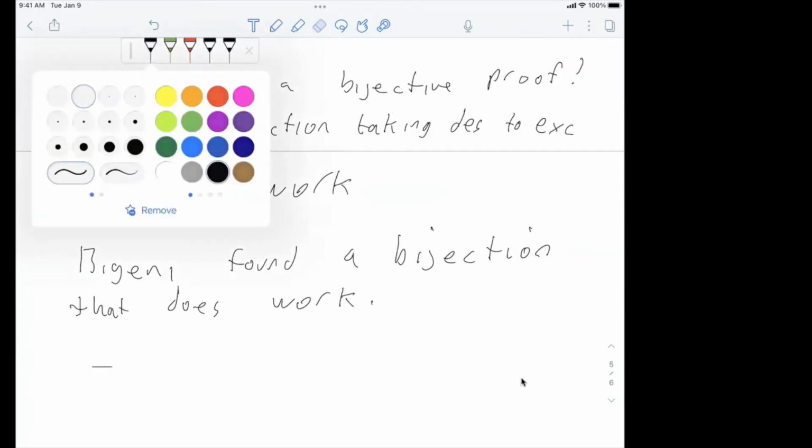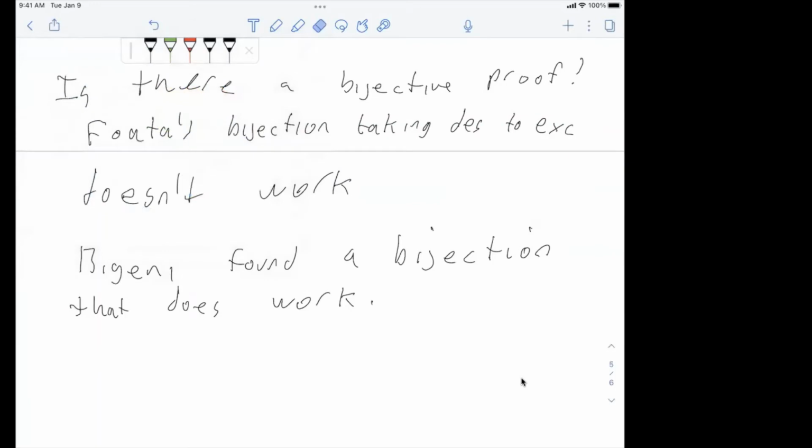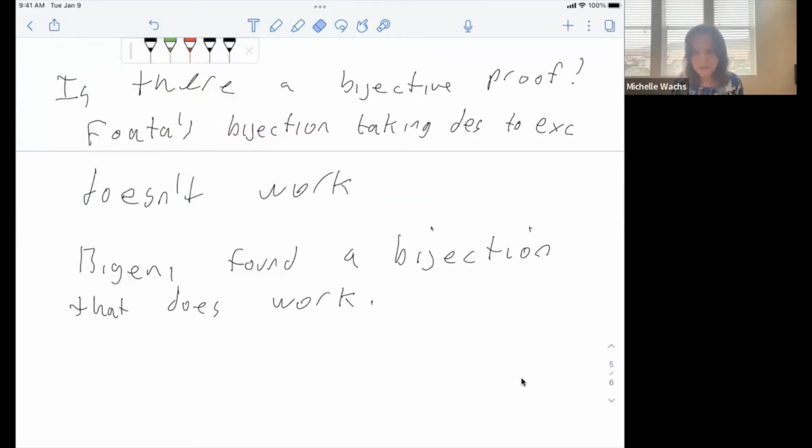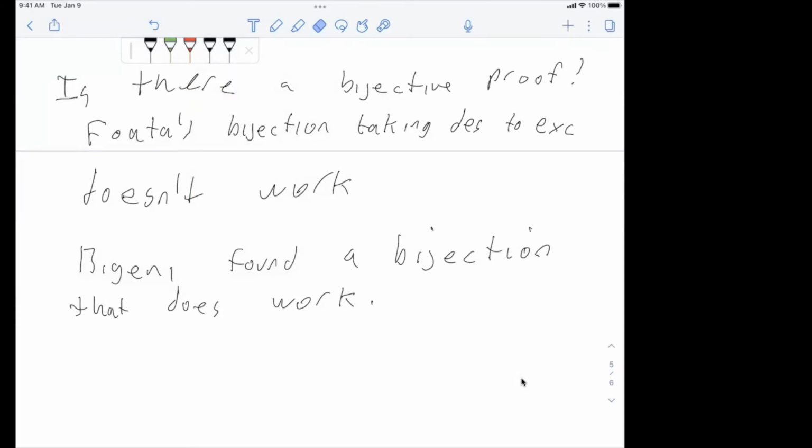Michelle, is Foata's bijection working if Q equals 1? Yes, because it takes des to X. So when Q is 1, it works. That's why we looked at that. Okay.